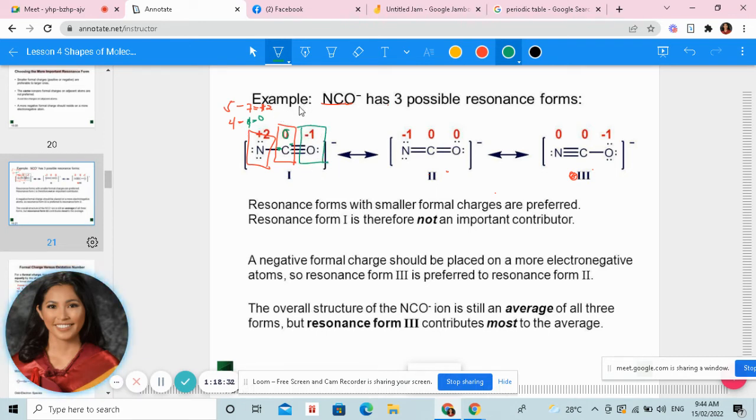Now what about the oxygen here? Oxygen has how many valence electrons? 6 minus 1, 2, 3, 4, 5. 6 minus 5, that is equal to... we have 1 electron, 2, 3, 4, and 5. So that is equal to positive 1.